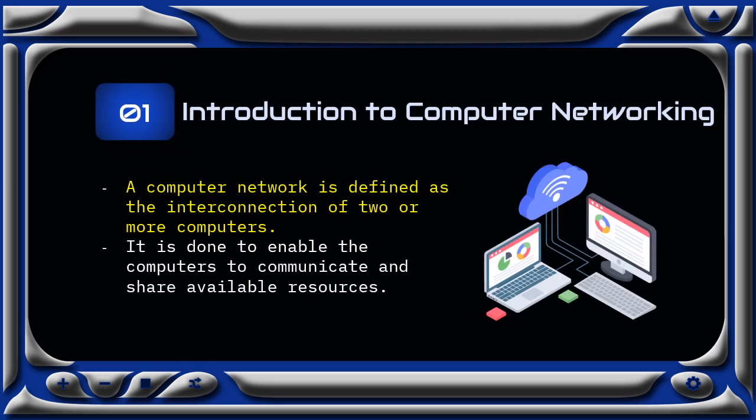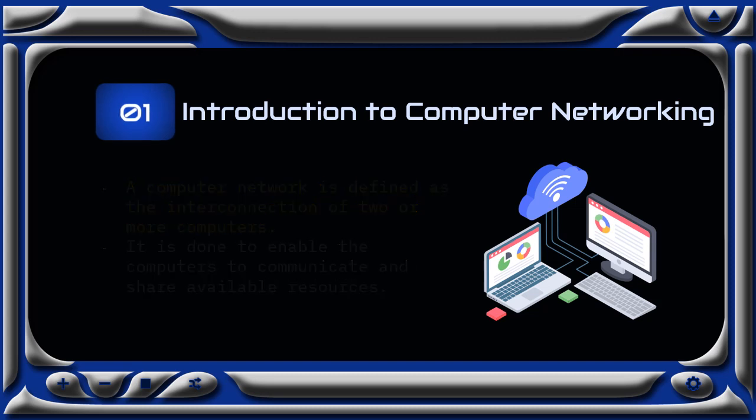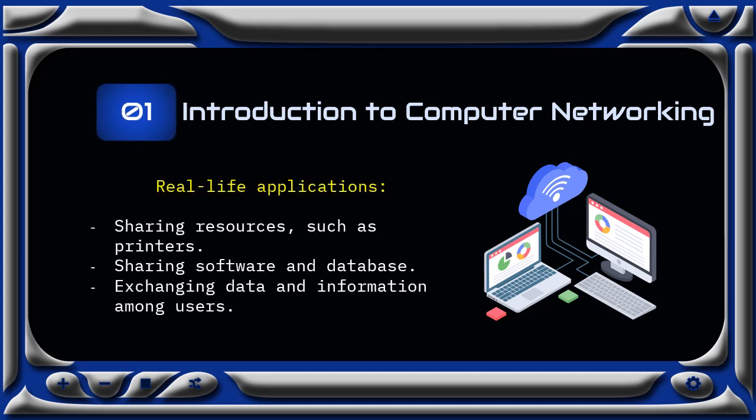So what is a computer network? A computer network is defined as the interconnection of two or more computers. It is done to enable the computers to communicate and share available resources. Some of the real-life applications are sharing resources such as printers, sharing software and database, and exchanging data and information among users.